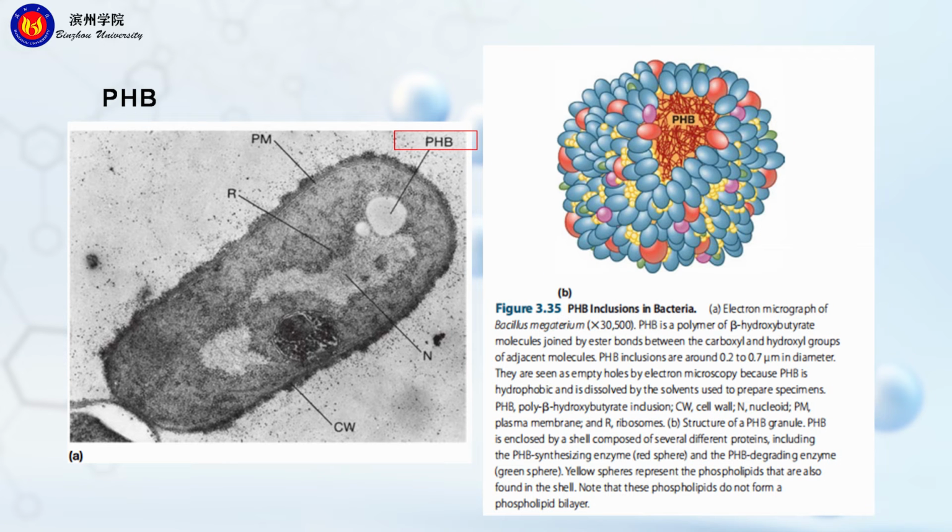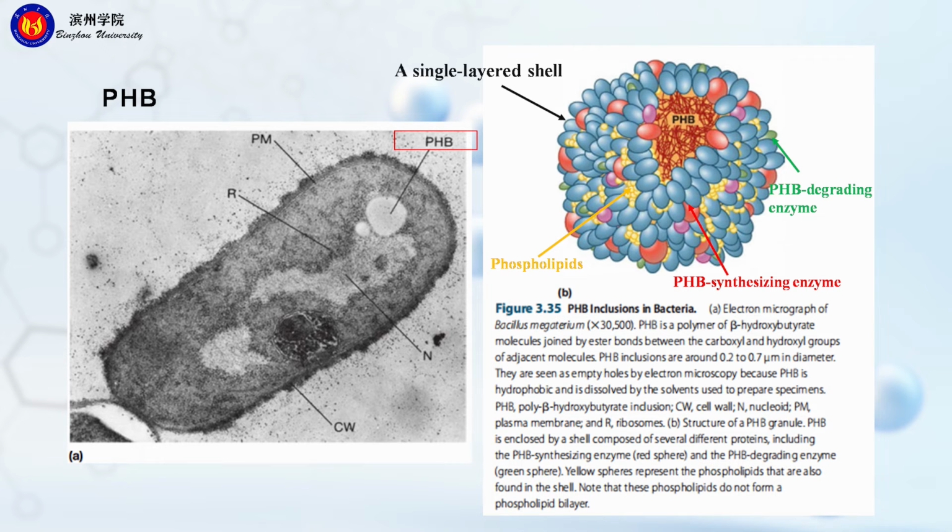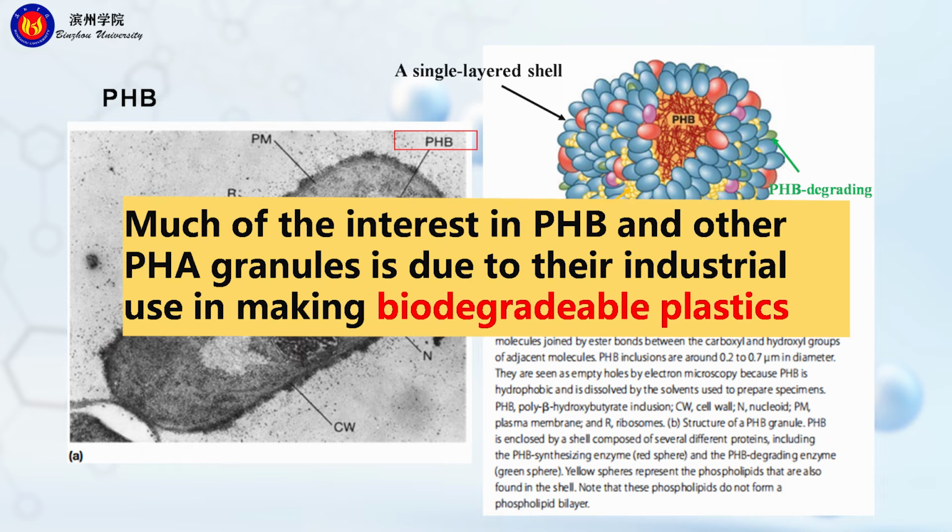Look at figure B. It is the structure of a PHB granule. PHB is enclosed by a shell composed of several different proteins, including the PHB synthesizing enzyme, the red sphere, and the PHB degrading enzyme, the green sphere, and the yellow spheres represent the phospholipids that are also found in the shell. Much of the interest in PHB and other PHA granules is due to their industrial use in making biodegradable plastics.